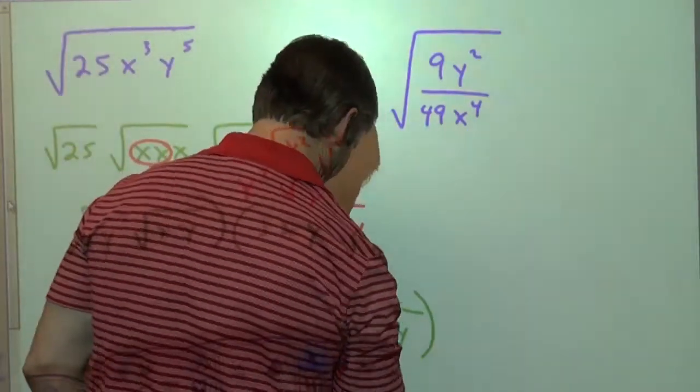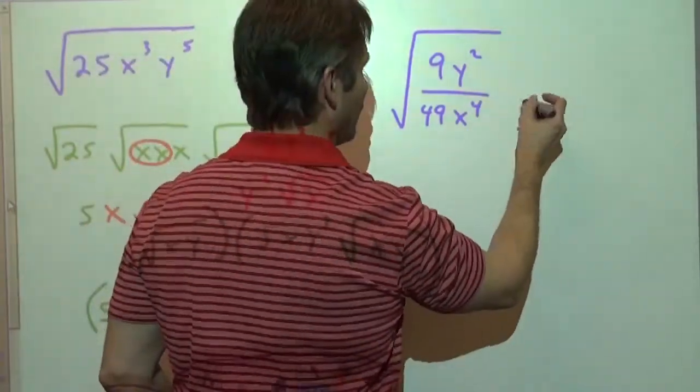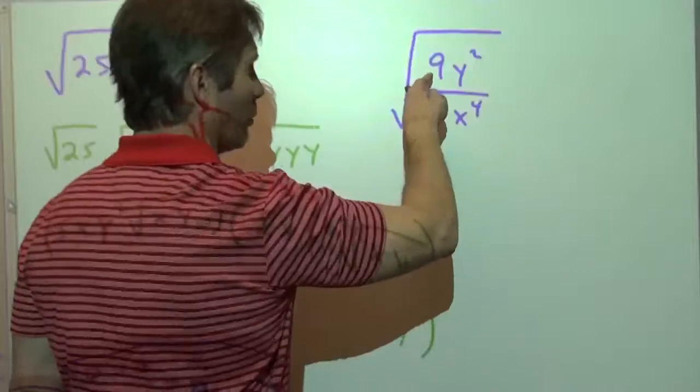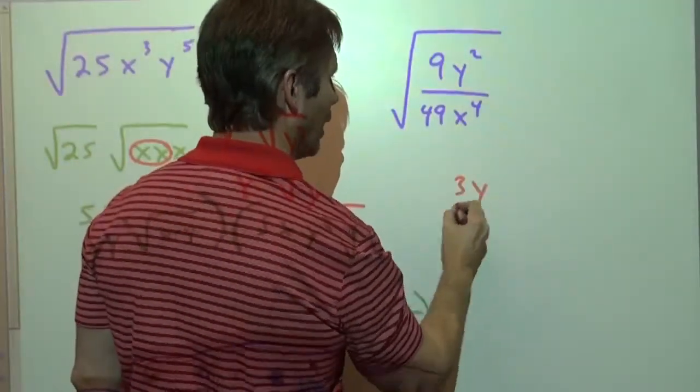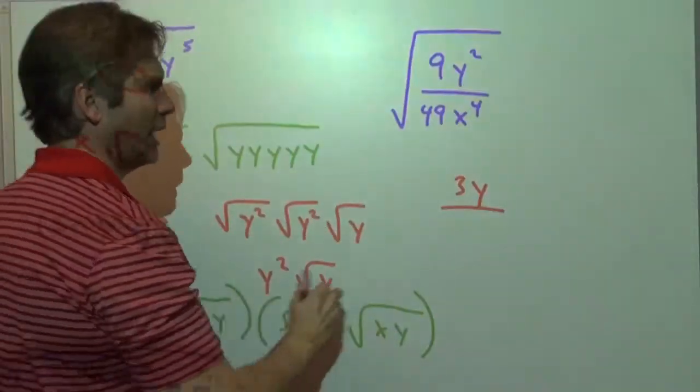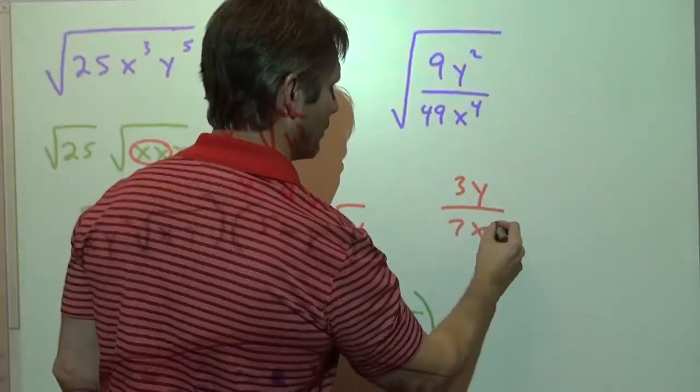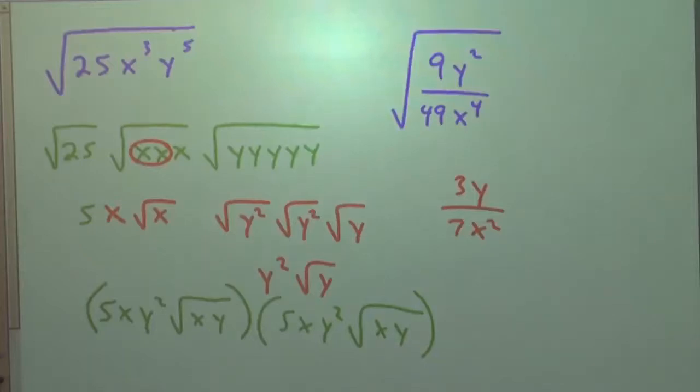Division works the same way. It's really no big whoop. All we have to do is say, well, the square root or the positive square root of the numerator is going to be 3y, and the positive square root of the denominator is going to be 7x squared. So that'll be our final answer there.